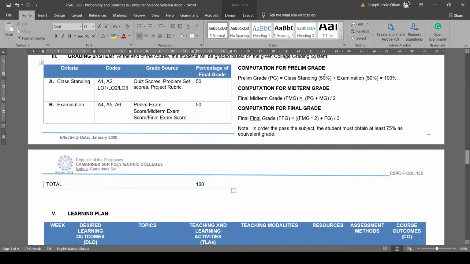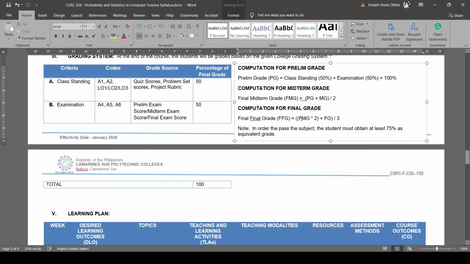The computation of prelim grade and midterm grade is class standing 50% plus examination 50%, which is a total of 100%. The computation for the final midterm grade is equal to the prelim grade plus the midterm grade, which will be calculated using the same formula as the prelim grade, divided by 2.